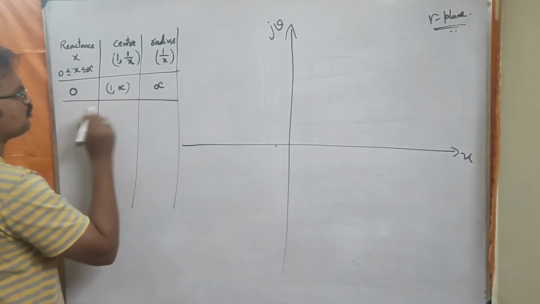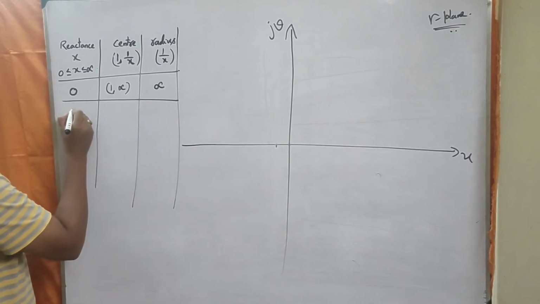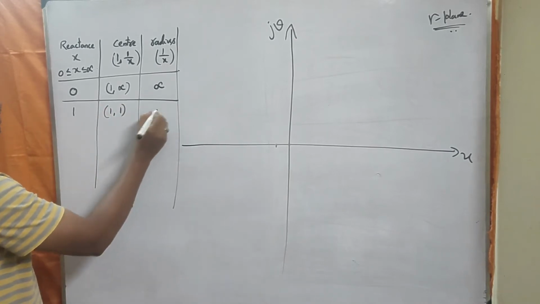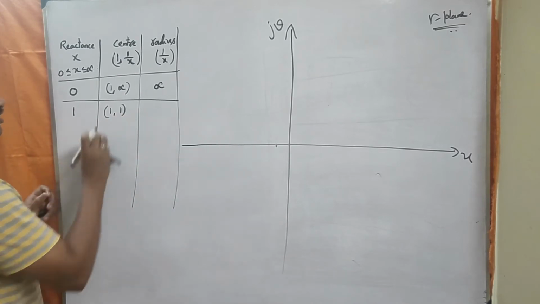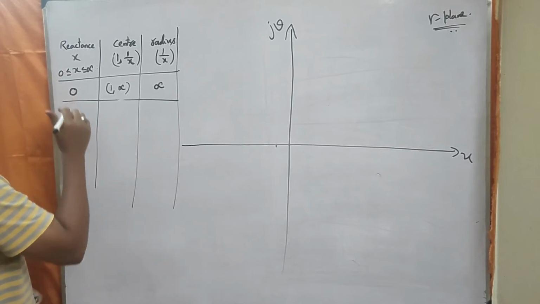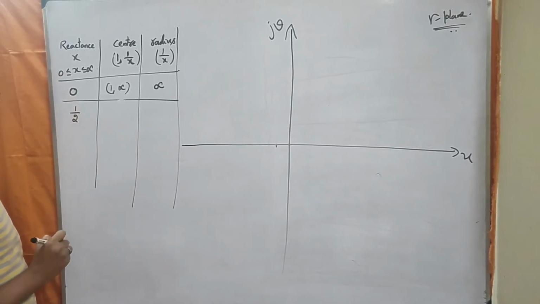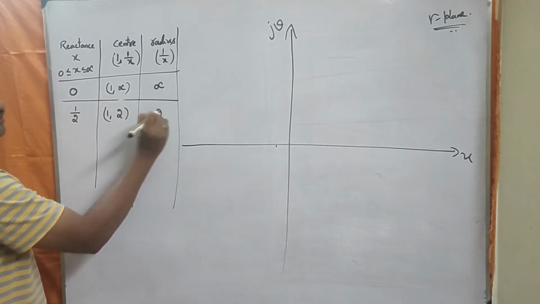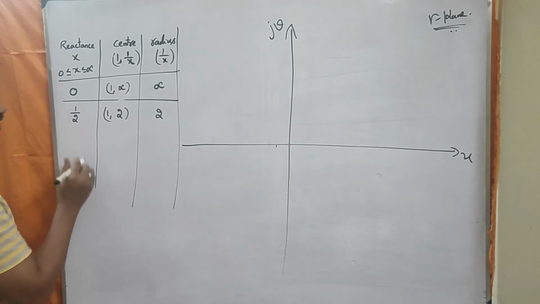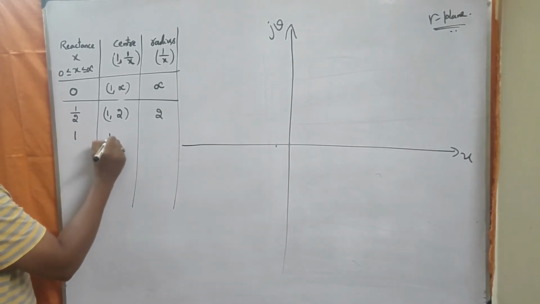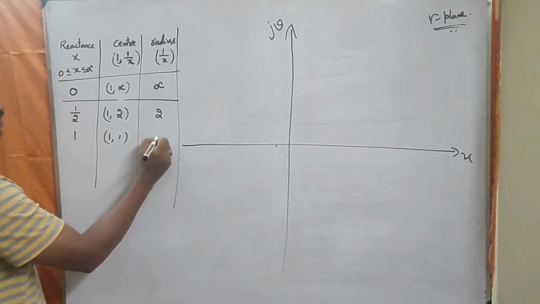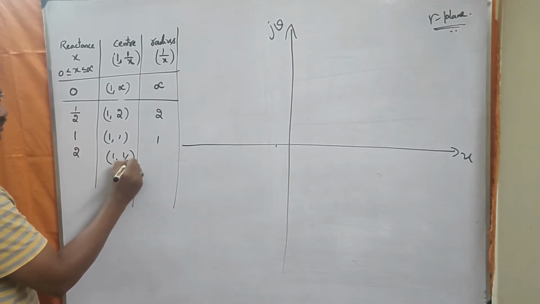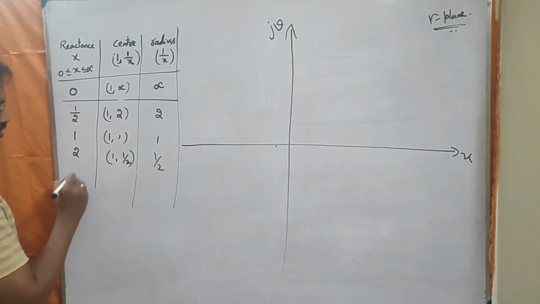So we have substituted for x is equal to 0. Next, substitute the value of x as 1 by 2. Then the center you will get is 1 comma 2, and the radius is 2. The radius must be the same as the v coordinate. Next, substitute the value of x as 1. Then the center will become 1 comma 1 and its radius will be 1. Next, if you substitute 2, you will get the center 1 comma 1 by 2 and the radius is 1 by 2.